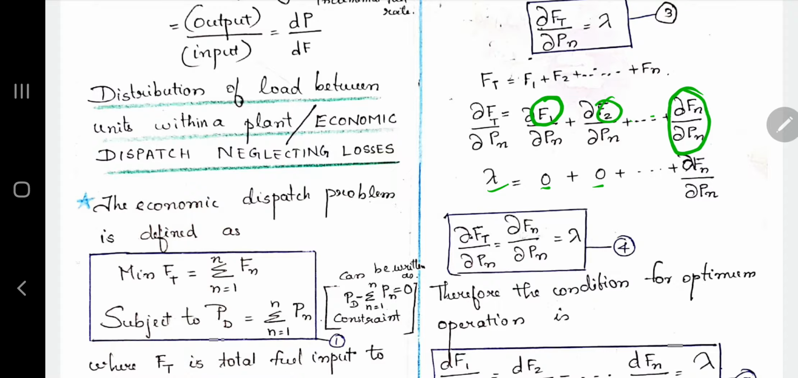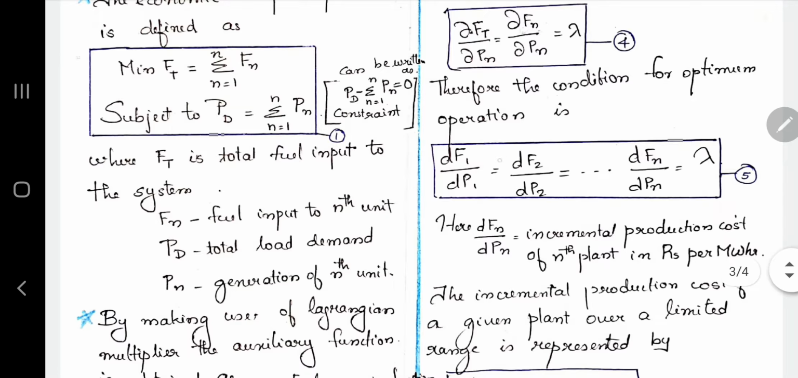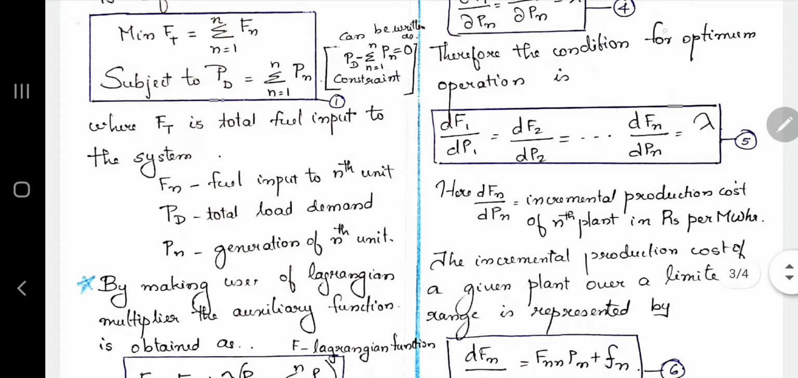If we are putting the values for n as 1, 2, 3 etc., we will be obtaining the condition for the optimum operation as ∂F1/∂P1 is equal to ∂F2/∂P2 is equal to ∂Fn/∂Pn is equal to lambda. So this is our optimization condition for the optimal operation of the n generator units. What does it mean? What is ∂Fn/∂Pn? It is the incremental production cost of the nth plant in rupees per megawatt hour.